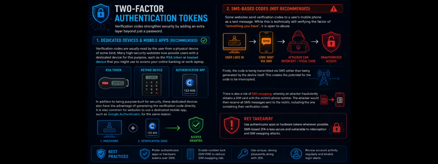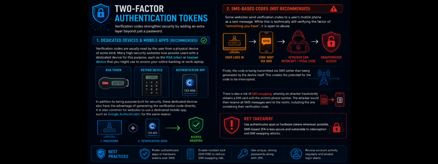What are two-factor authentication tokens? Verification codes are usually read by the user from a physical device of some kind. Many high-security websites now provide users with a dedicated device for this purpose, such as the RSA token or keypad device that you might use to access your online banking or work laptop. In addition to being purpose-built for security, these dedicated devices also have the advantage of generating the verification code directly. It is also common for websites to use a dedicated mobile app, such as Google Authenticator, for the same reason.